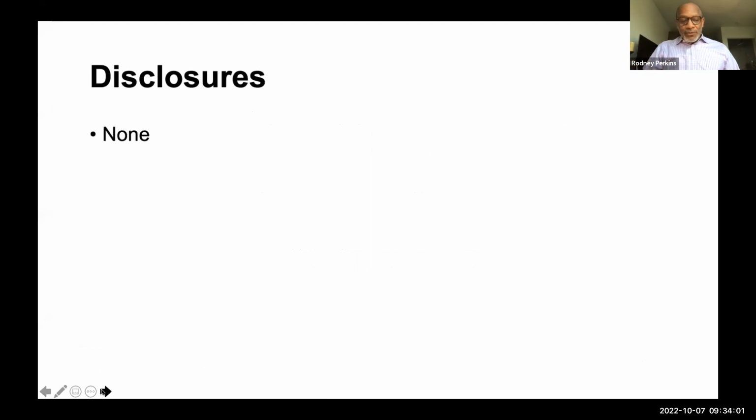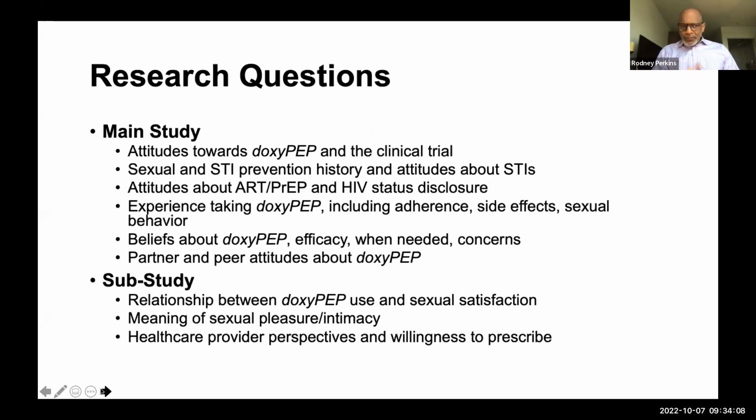I have no disclosures to discuss. And so basically, what I'm going to share with you is that as a complement to the clinical trial, we are doing a qualitative study, really trying to get an idea of the experiences amongst the participants that have been in both arms of the study.